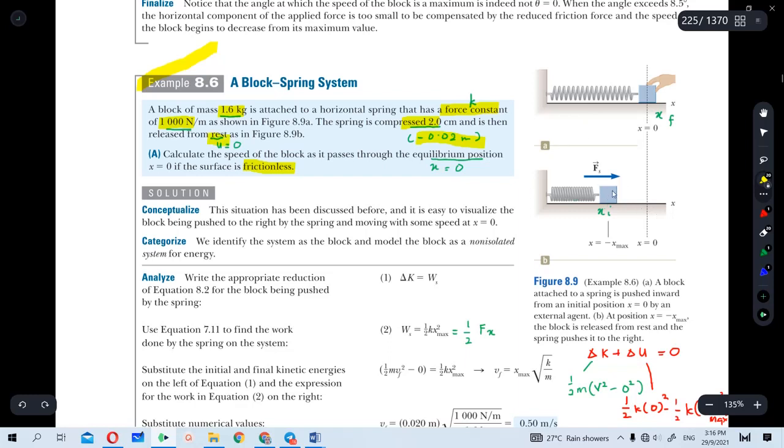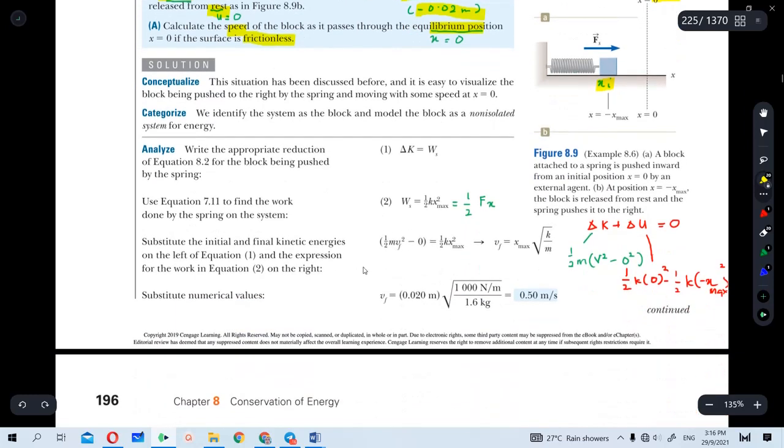While it is being compressed as in this figure, so this is the initial position, it is compressed and then released. So at this position, it has initial speed of 0. The question is asking you to calculate the speed when it passes equilibrium. So this is our final position, provided that the system is frictionless. In the case of a frictionless system, you will find that we can use two methods.